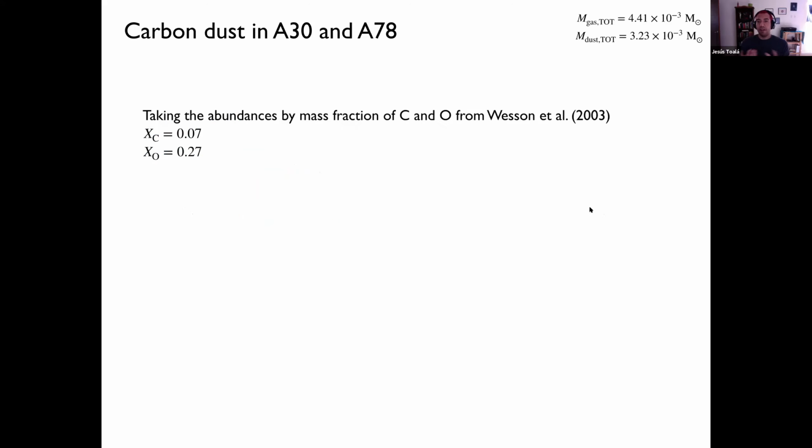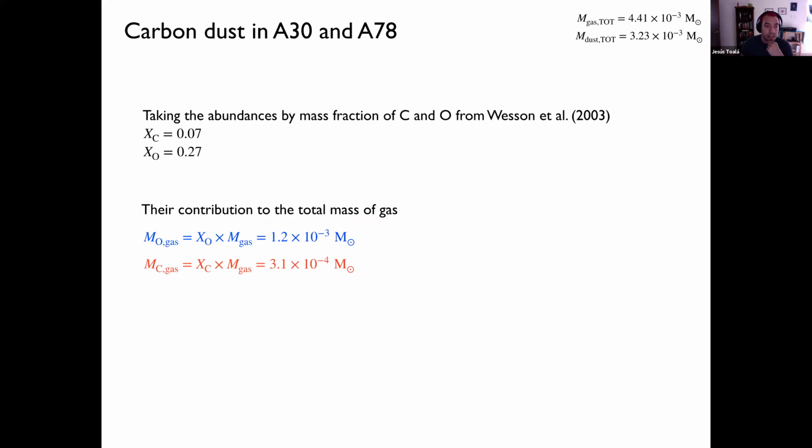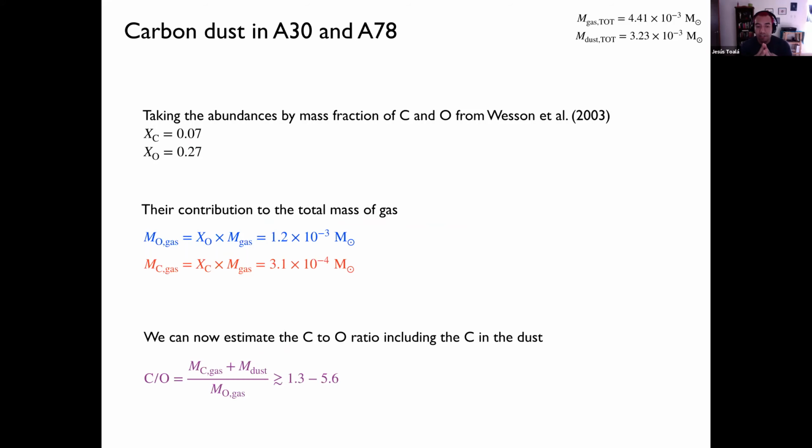And now we can do our own estimations of the carbon to oxygen ratio using the optical abundances reported by Roger Wesson and collaborators in 2003. And this is the contribution from oxygen and carbon to the gas. But we need to take into account the dust, the carbon trapped in the dust. So this is purely carbon. So this is just adding the mass of carbon in the gas and the total mass of dust.